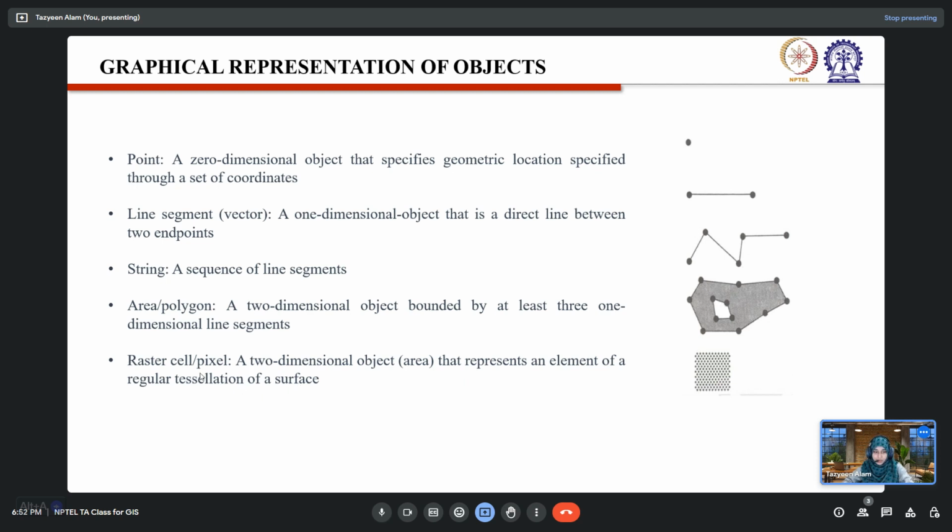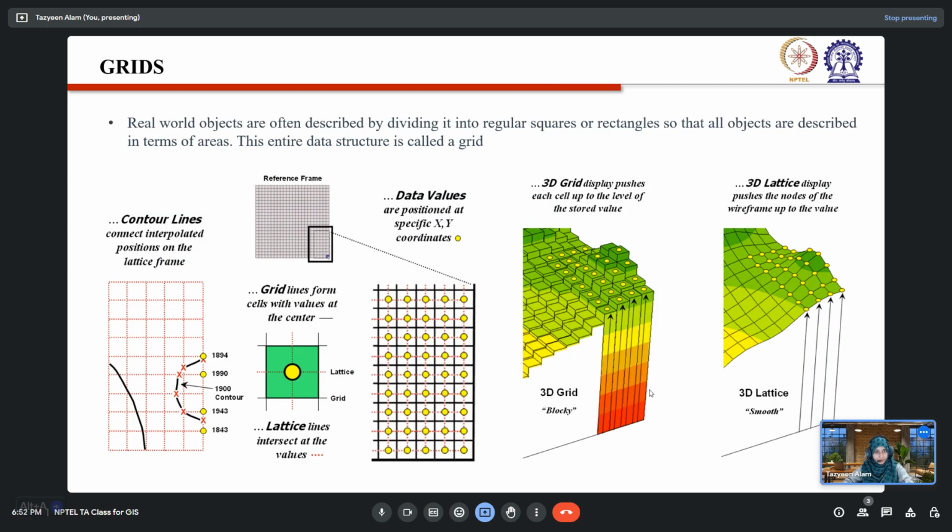In case of raster cell or raster pixels, we have a two-dimensional object area that represents an element of a regular tessellation of a surface. So this is your raster area or raster cell pixel, that is representing a specific point on the surface of the earth.